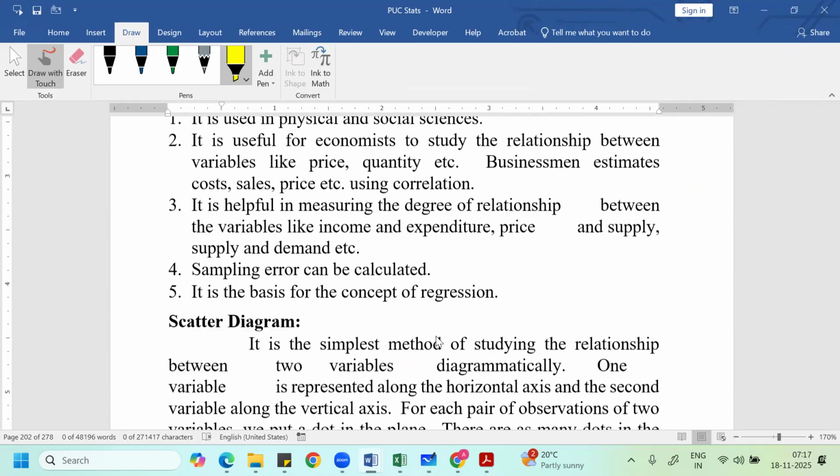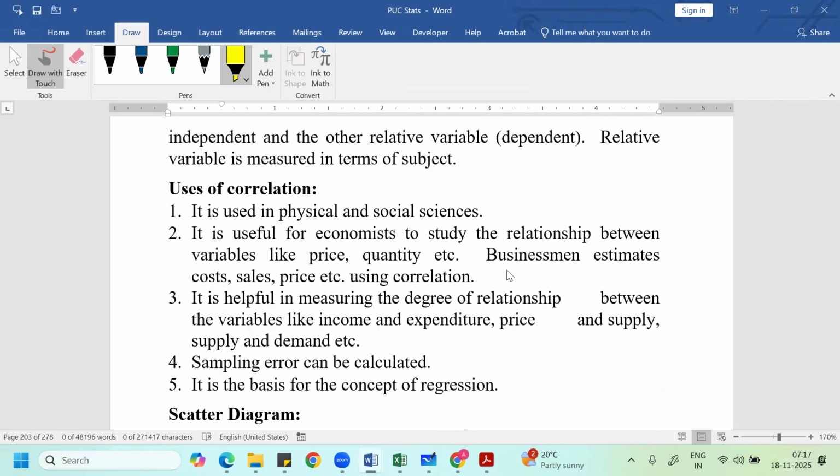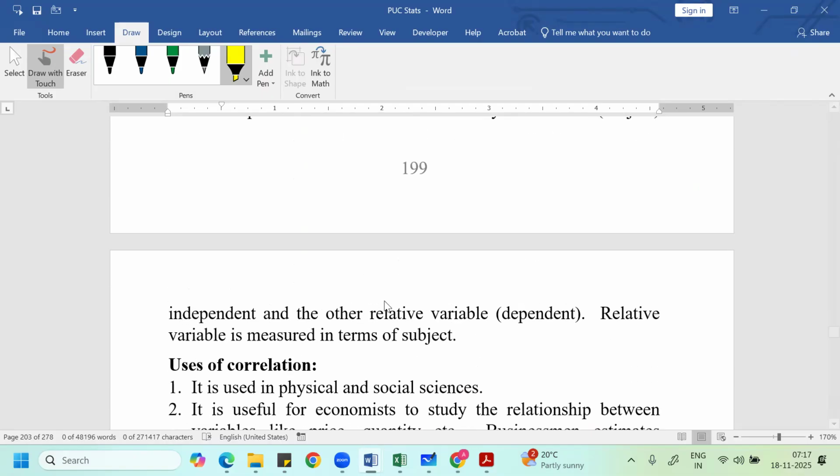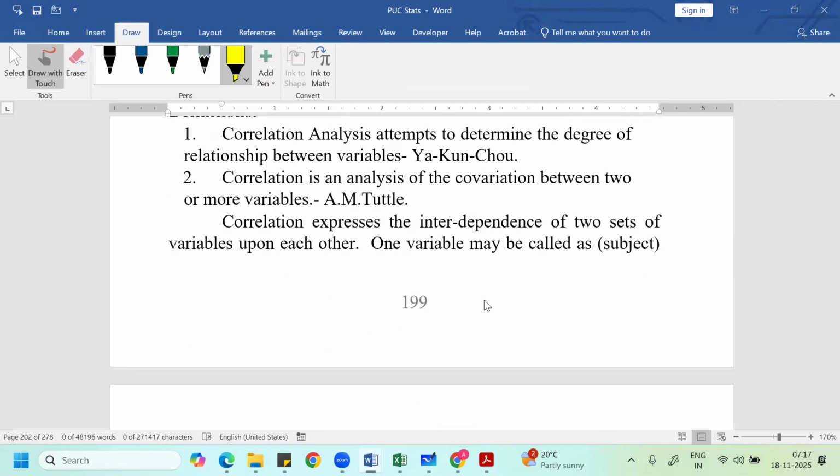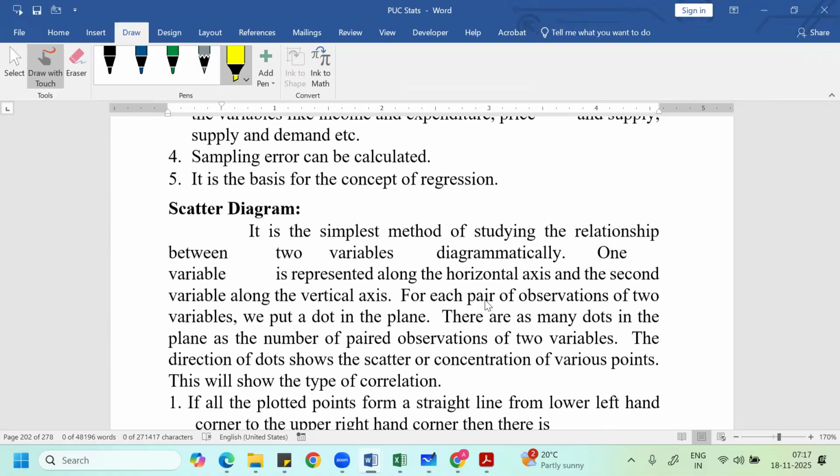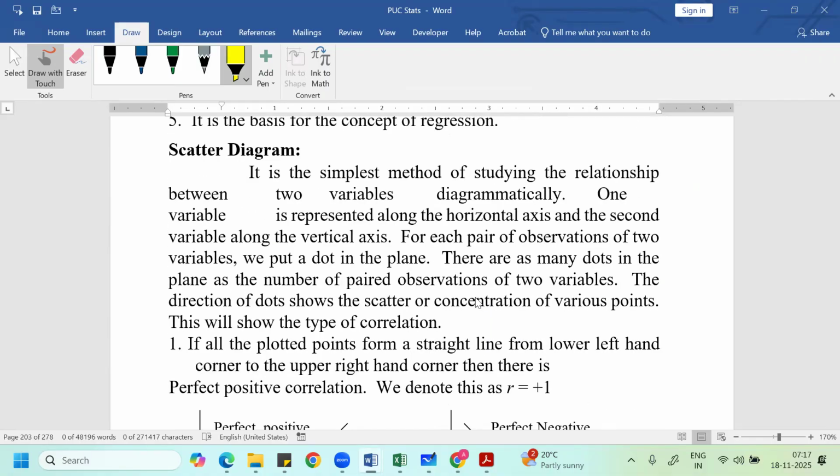These are some definitions given by different analysts and strategists about correlation and its uses. You can pause the video and go through them. Now, to measure correlation graphically, we use a scatter diagram. A scatter diagram shows the relationship between two variables in graphical form, and for that reason we have the scatter plot.